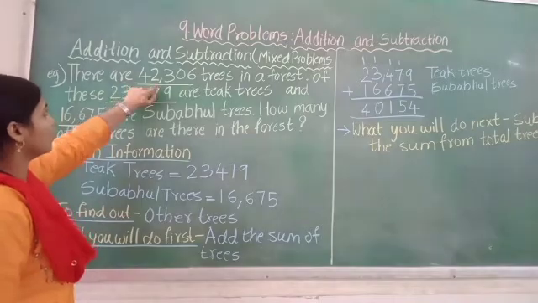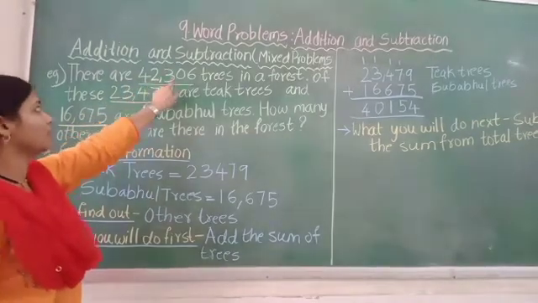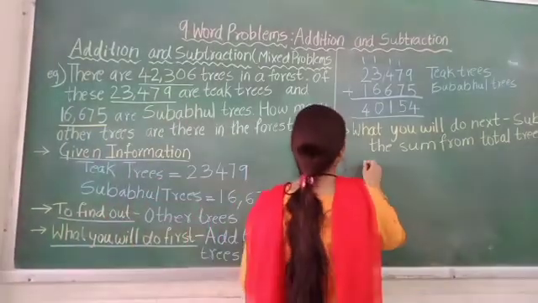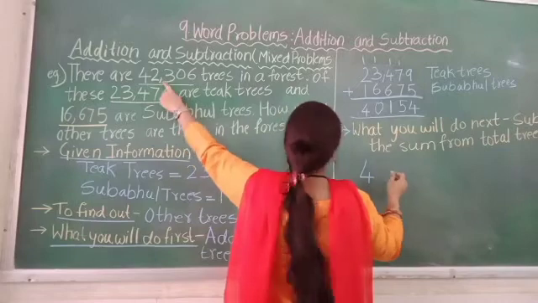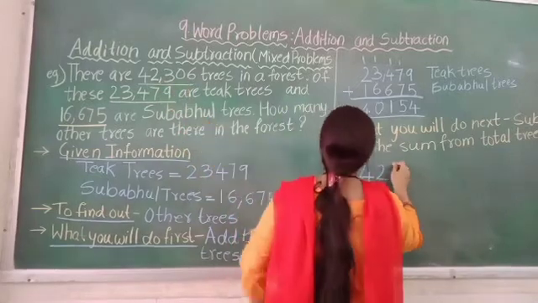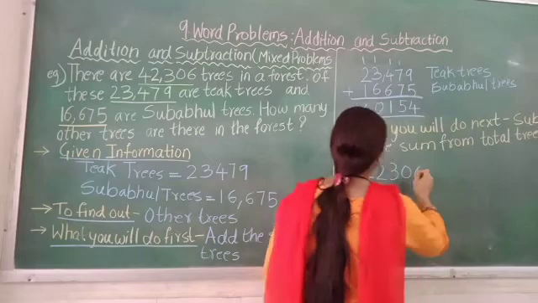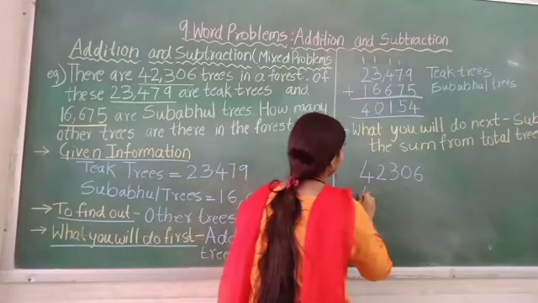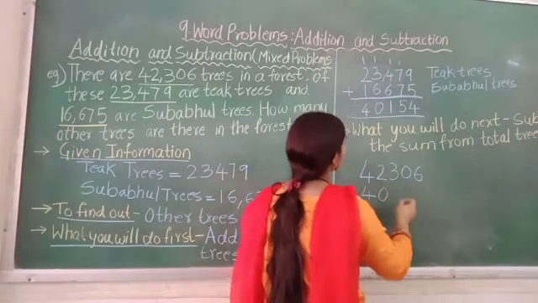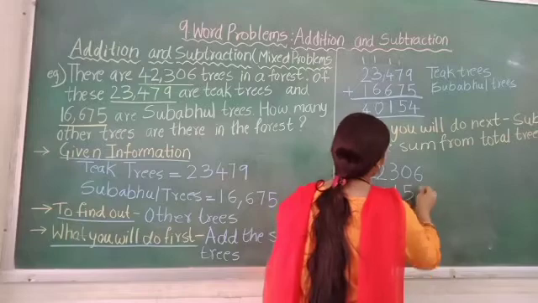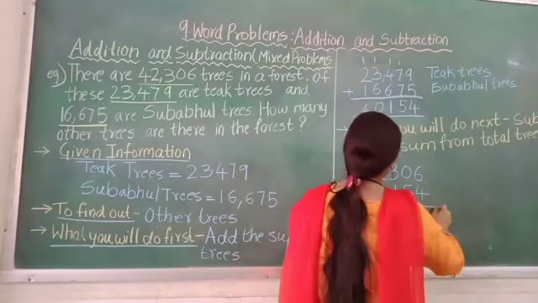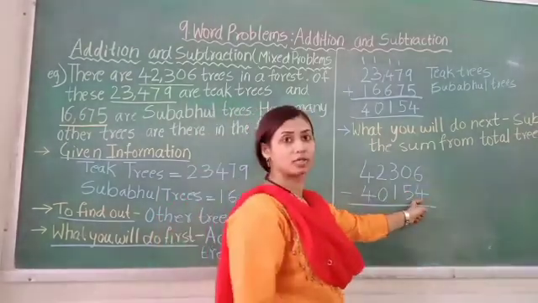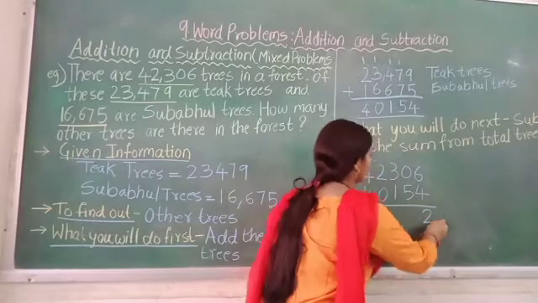Now how many trees are there in the forest? 42,306. So we will subtract from this: 42,306 minus 40,154. Now both of these we will subtract. 6 minus 4 is how much? 2 will remain.